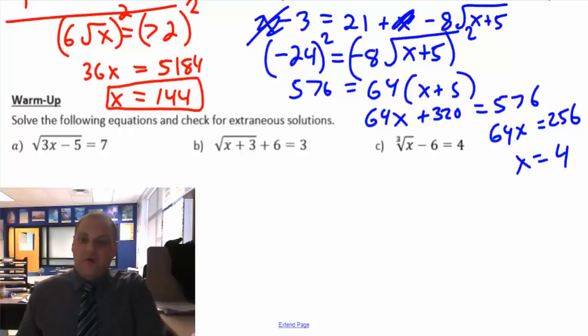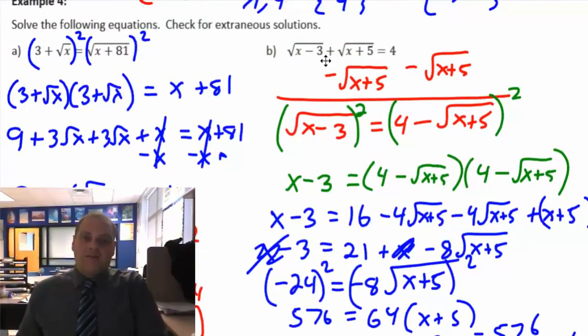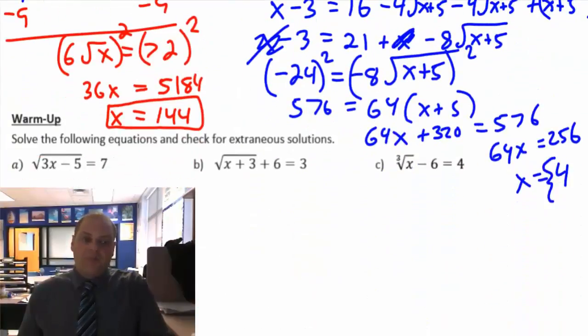A lot of answers of 4, right? And it does work. 4 minus 3 is 1. 4 plus 5 is 9. 1 plus 3 is 4. All right, so that does check out. 4 would be your final answer there.